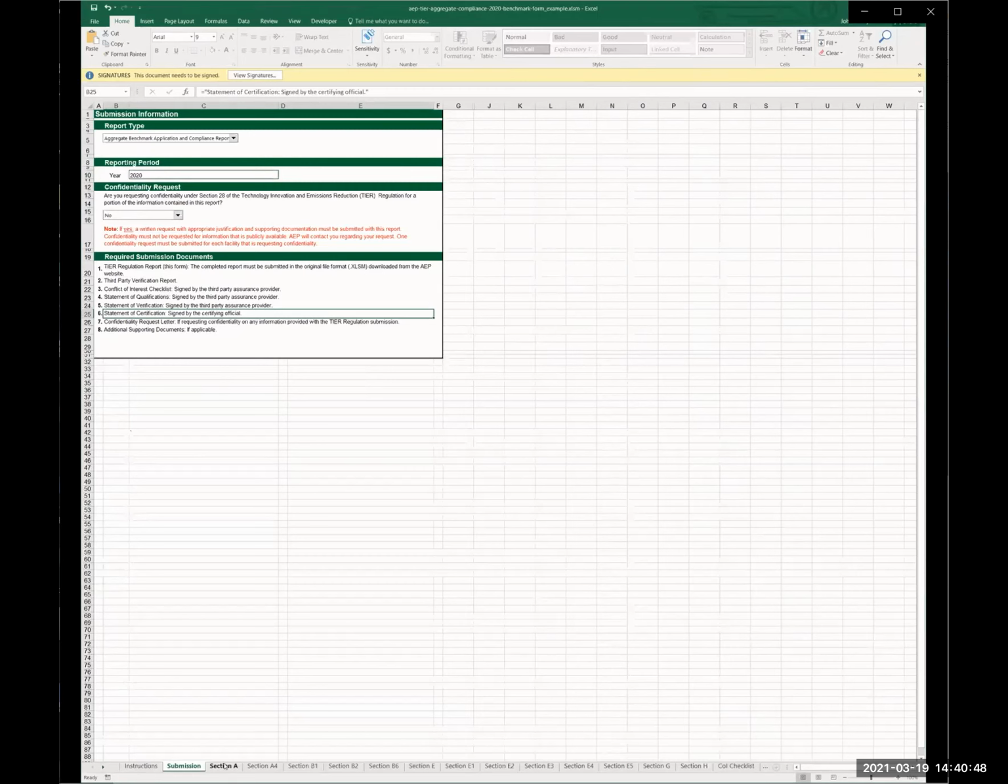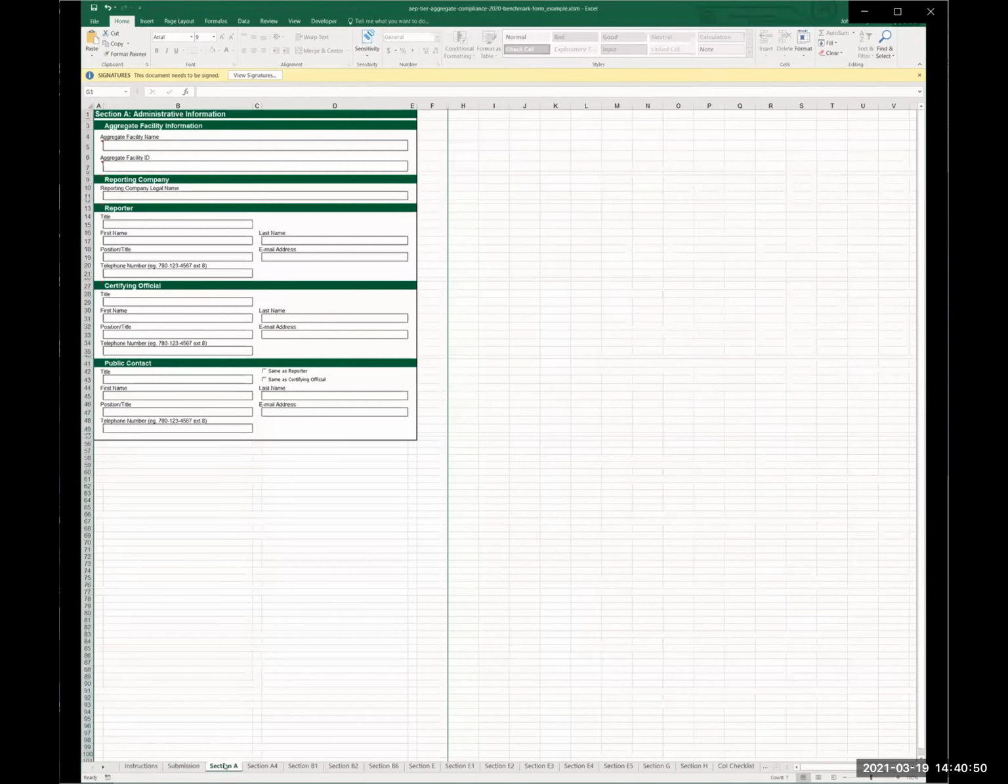The next tab is called Section A. Generally, Section A tabs collect administrative information. The Section A tab contains information about the facility, including the facility name and the assigned identifier under TIER. Please note that fields with a red notification tag have associated information with them. And if you hover your mouse over the field, you can see the additional instructions that are provided.